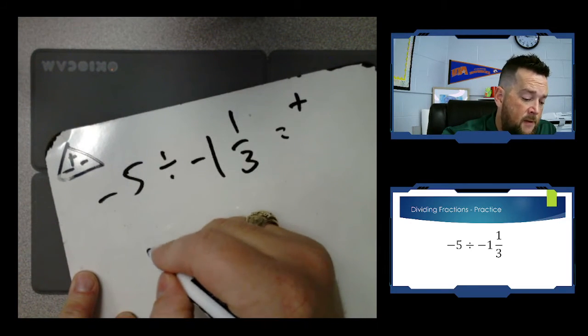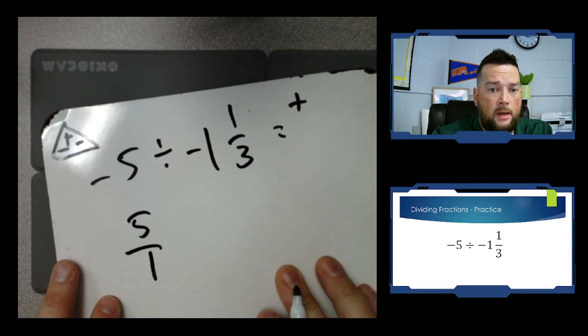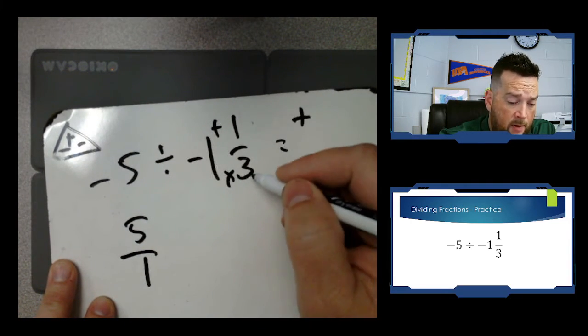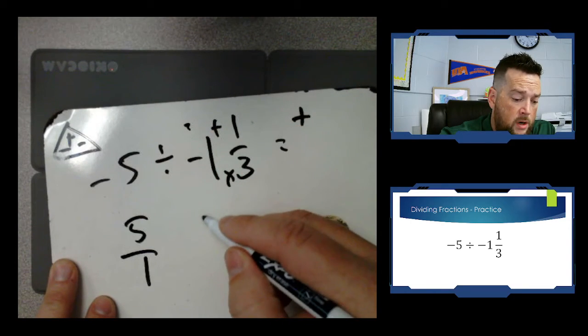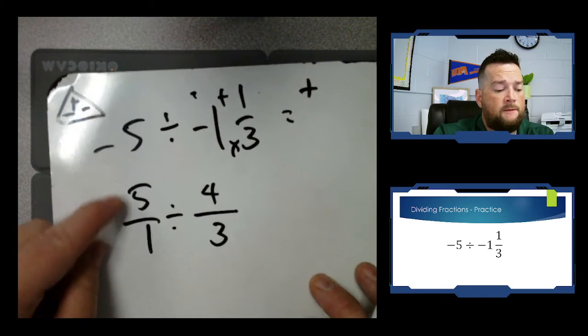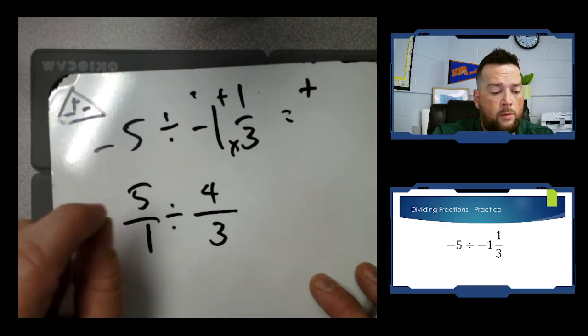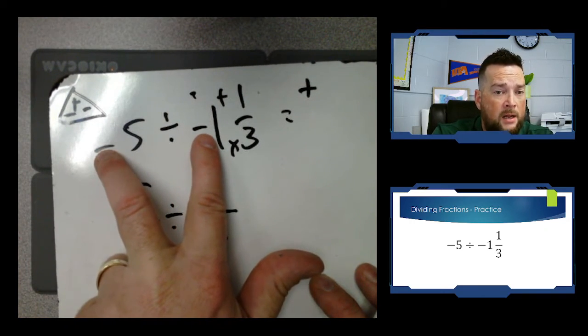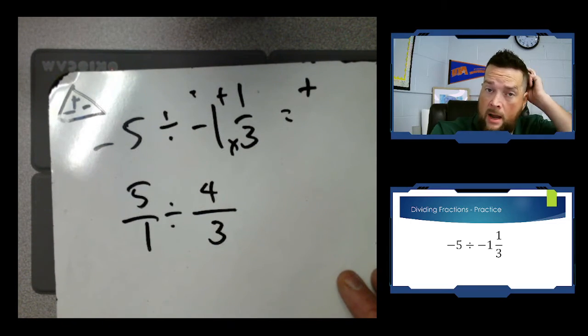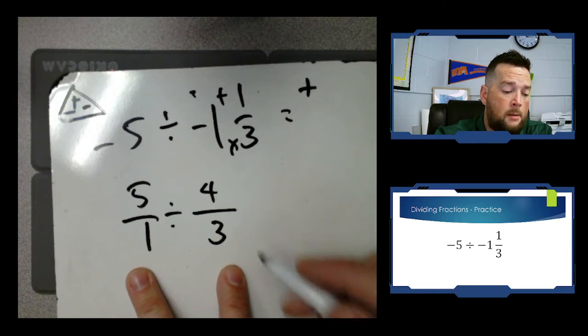Now then, I'm going to take that 5, make it a fraction first, and then I'm going to make this mixed number right here into an improper fraction. 3 times 1 is 3, 3 plus 1 is 4, and we're going to keep our denominator. So we have 5 over 1 divided by 4 over 3. And I haven't lost the fact that they're negative. I've just already addressed that before. I'm just not worrying about that right now, because right now I'm just worrying about the numbers.